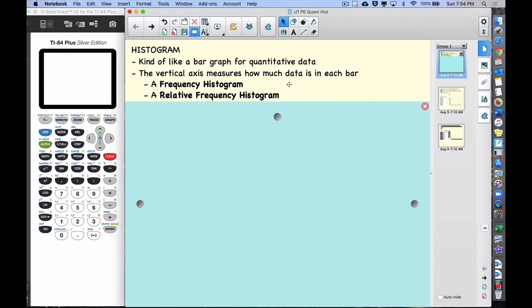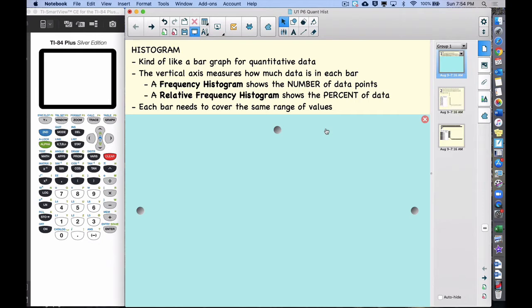A frequency histogram, we've already talked about the difference between frequency and relative frequency. A frequency histogram shows the number of data points that are in each bar. A relative frequency histogram shows the percent of data that's in each bar. So again, similar to the other places we've seen those two before.